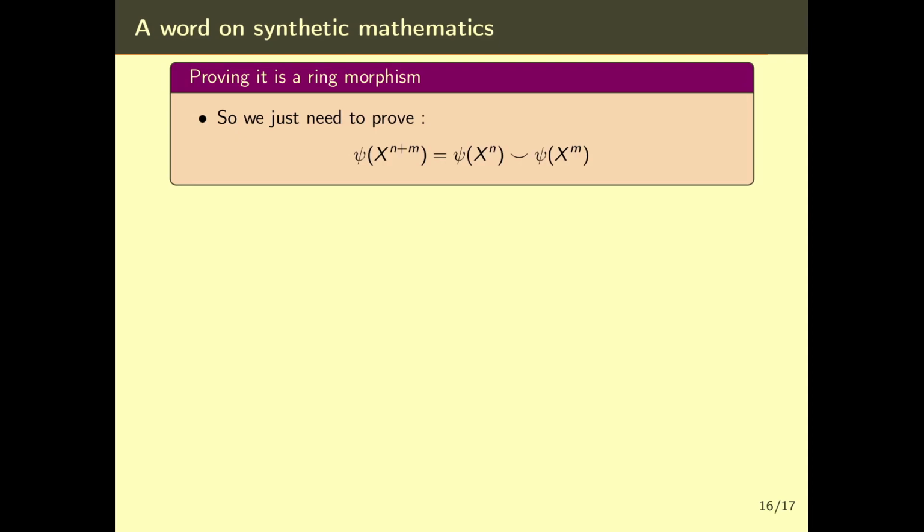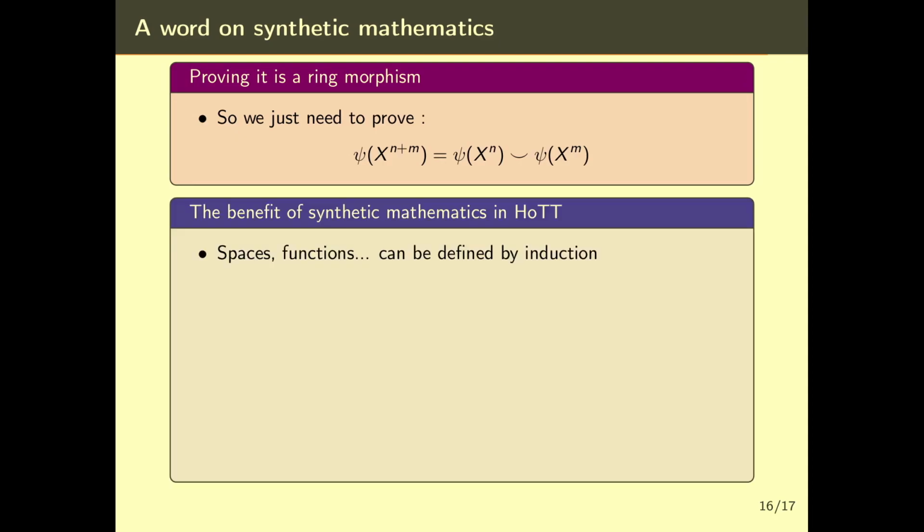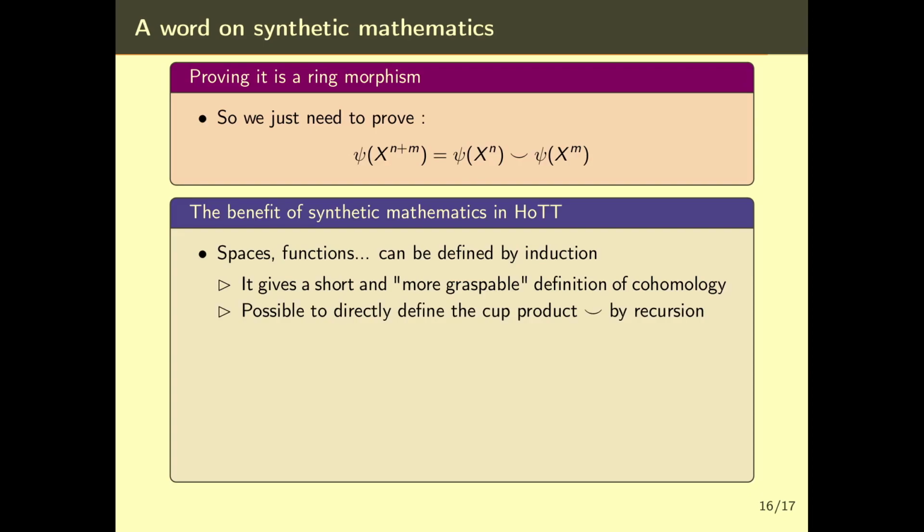And so data structure is really important for what we want to do here. And something that is nice is that now that we have unfolded all of this bureaucracy work, we can really use synthetic mathematics and homotopy type theory, because in homotopy type theory, spaces and functions can be defined by induction. And so you get a shorter and more graspable definition of cohomology, as given in the introduction, well, in my opinion at least. But also you can define the cup product directly by recursion. You don't need an involved definition like the smash product. It's just an induction.